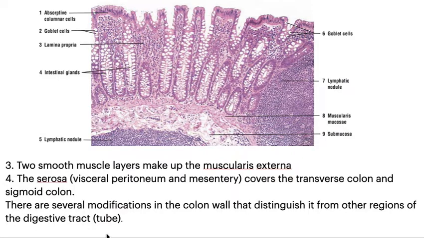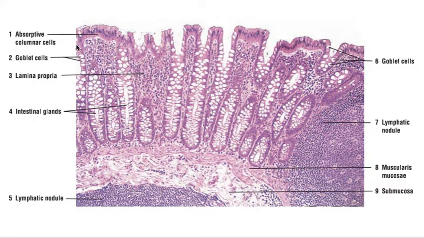So there are several modifications in the colon wall that distinguish it from other regions of the digestive tube. Right. So you can see absorptive columnar cells dipping down to form the intestinal glands. You can see there are many empty looking cells over here. These are the goblet cells. You can see throughout the intestinal epithelium there are multiple and numerous goblet cells, which is a typical feature of the colon. Then we have the lamina propria over here. This is the muscularis mucosae delineating the mucosa, after which this is the submucosa.